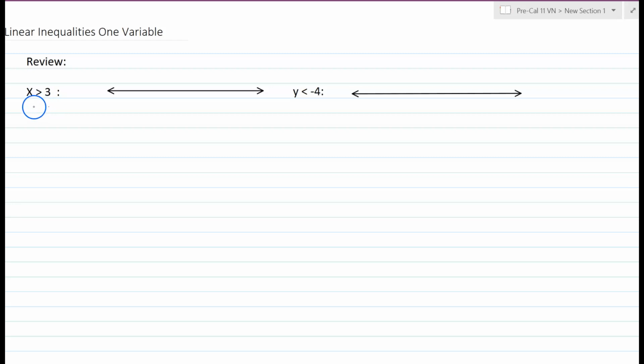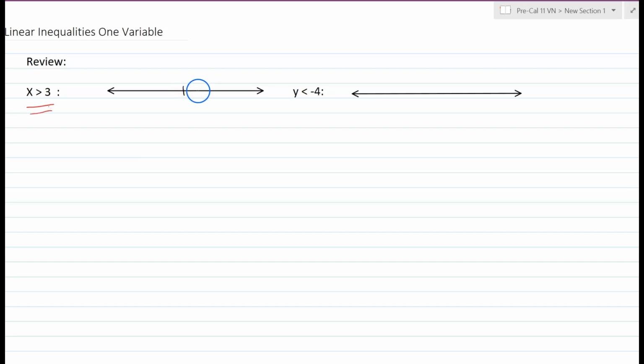First one is x greater than 3. We're going to do a review of grade 8 and 9. This is a number line that we have right here. So we're going to show on this number line the representation of x that is greater than 3 and is strictly greater than 3. So let's go ahead.